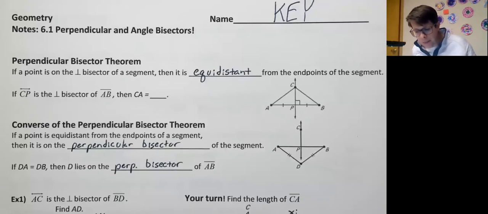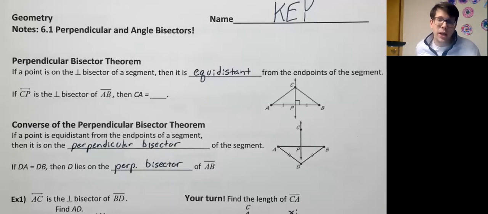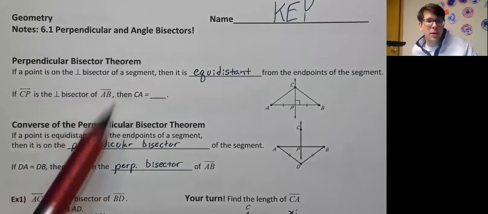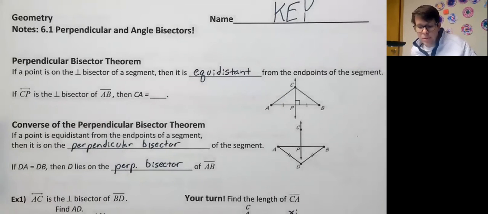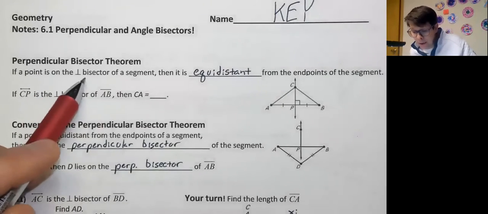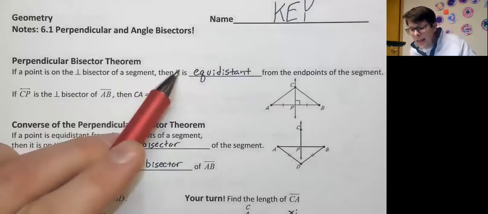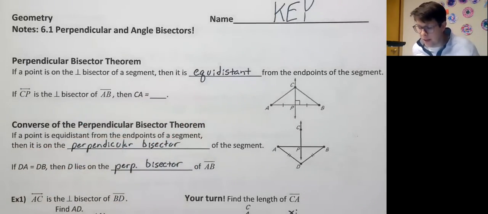So let's start off by talking about perpendicular bisectors. A perpendicular bisector is a line that is going to split another line perfectly in half, and it's going to create a 90-degree angle, which are all things that we know. But we're going to add on an extra piece to that, which is going to be called the perpendicular bisector theorem. And the perpendicular bisector theorem is going to state if a point is on the perpendicular bisector of a segment, then it is equidistant from the endpoints of the segment.